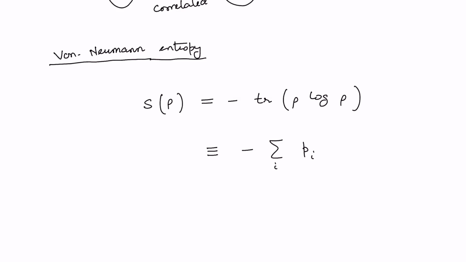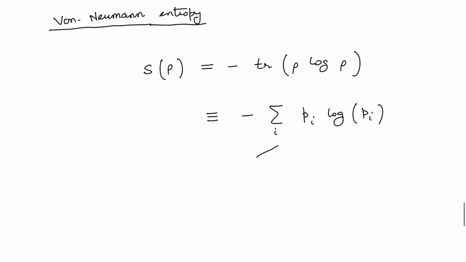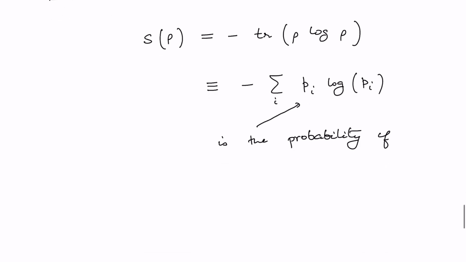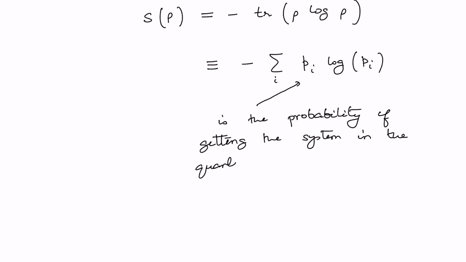Now the Shannon formula, if I write it in the quantum domain, it is going to be of this form, but here this p_i, because it is the quantum case, is the probability of getting the system in the quantum state psi_i. Okay, this is what p_i is. That's the probability of getting the system in the quantum state psi_i.